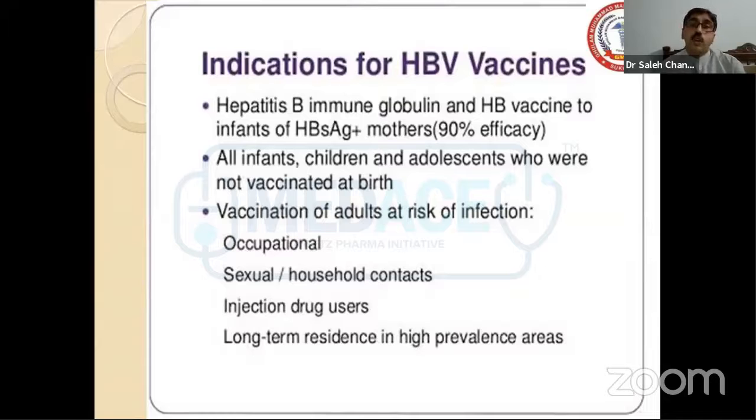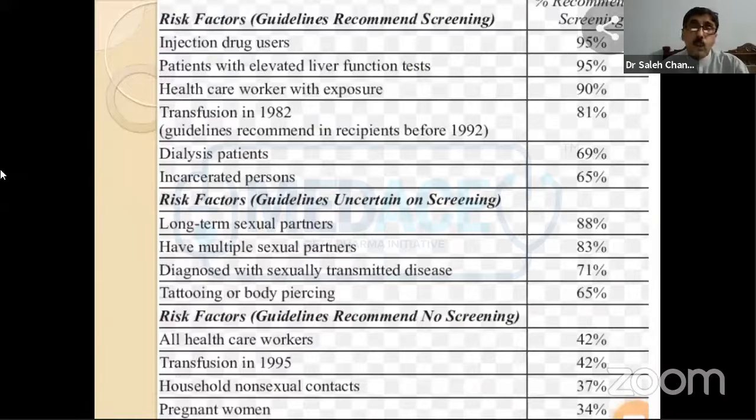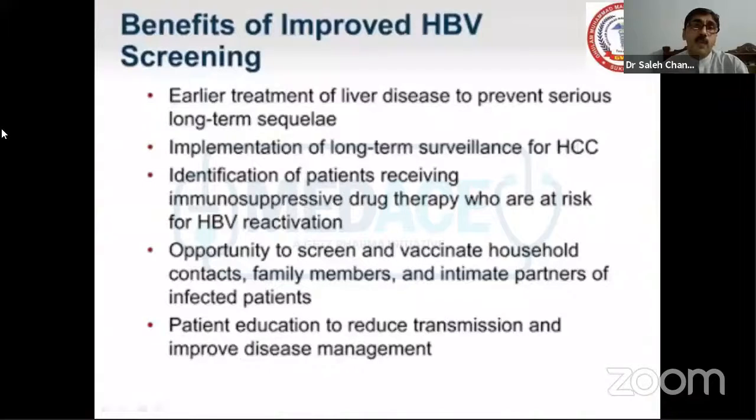Those who are positive should be sent to the consultant. Those who are negative should receive hepatitis B vaccination. For those who are positive, it is advised to vaccinate the neonate within 12 hours and give an immunoglobulin injection within 12 hours. These are the high-risk groups. Benefits of improved hepatitis B screening: earlier treatment of liver disease to prevent serious long-term sequelae, implementation of long-term surveillance for HCC, identification of patients receiving immunosuppressive therapy, and so on.